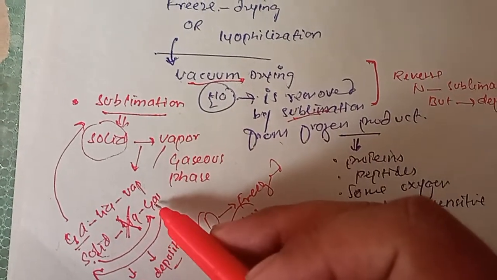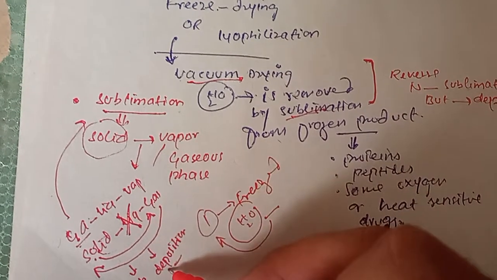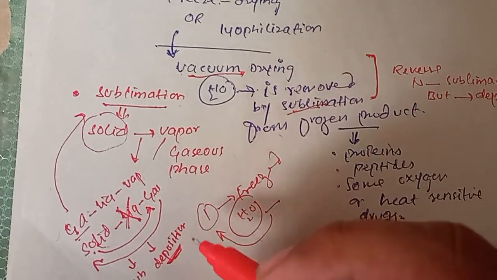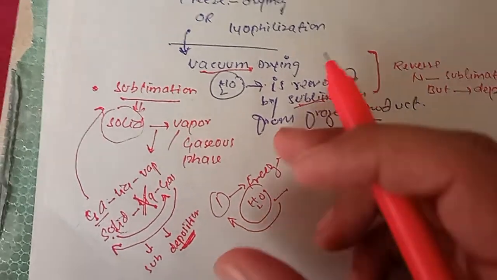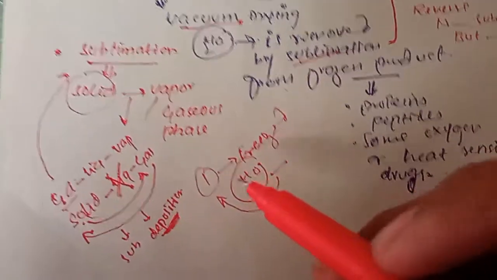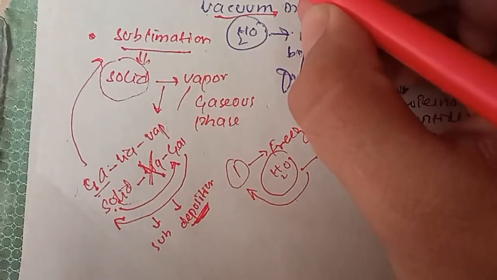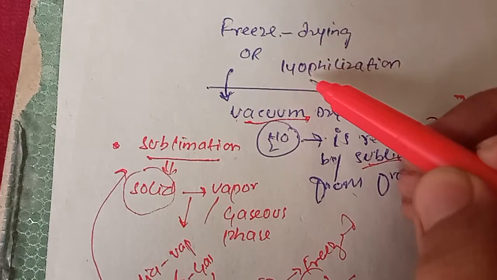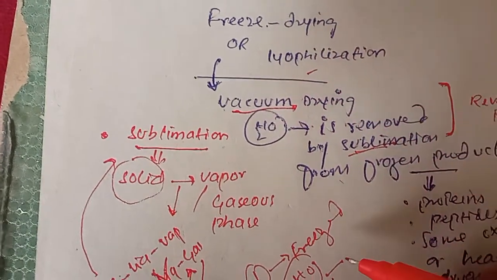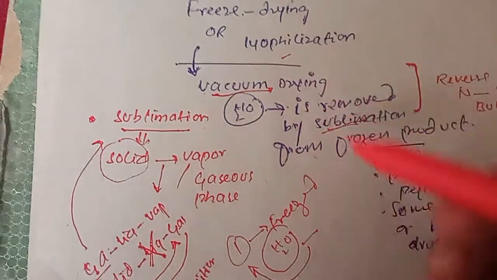And I told you that the preferred term for gas to solid is deposition. You must consider deposition first of all. So deposition is a very well preferred phase for this mechanism, that is for freeze drying or lyophilization. I hope you got the concept of freeze drying or lyophilization. Remember, another name for freeze drying is lyophilisation. And that's it, all about freeze drying or lyophilization.